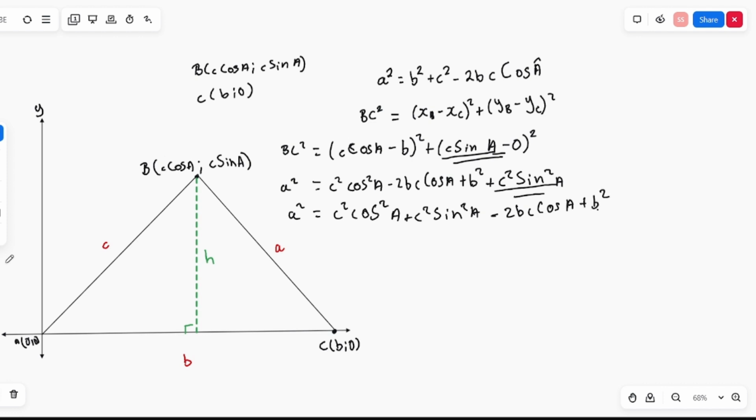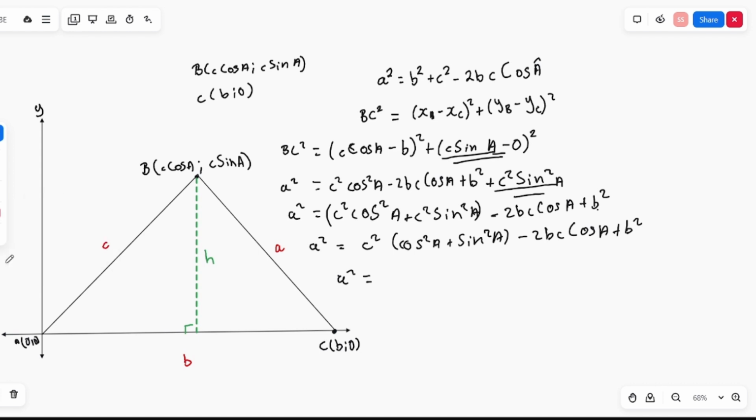Plus b squared, right? And then we have a squared is equal to, we are going to factorize these. We are going to take out c squared as our common factor. We are going to be left with cos squared A plus sine squared A, right? So negative 2bc cos A plus b squared.